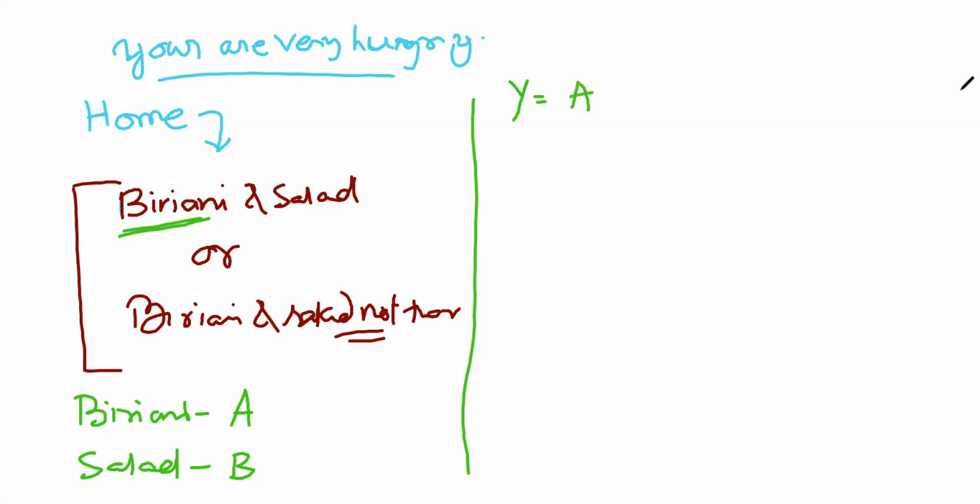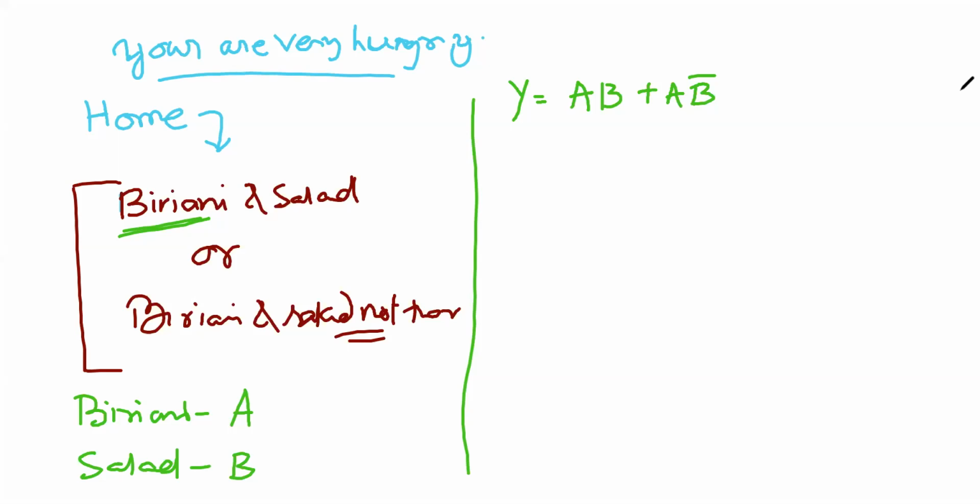So you asked for either biryani and salad, or biryani alone if salad is also not there, it's okay for me. That is AB plus AB bar. Is it clear? So I have given a logical expression to this: Y is equal to AB plus AB bar. Now we will see what the mother concludes out of the statement given by the child, and how we will reduce the expression.